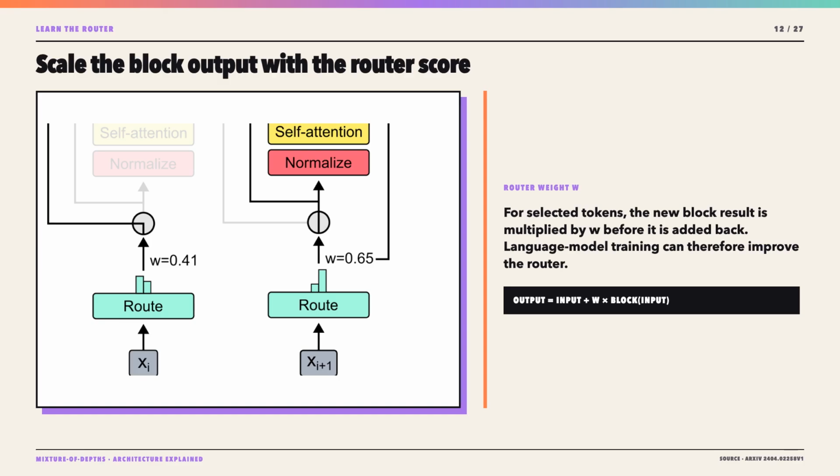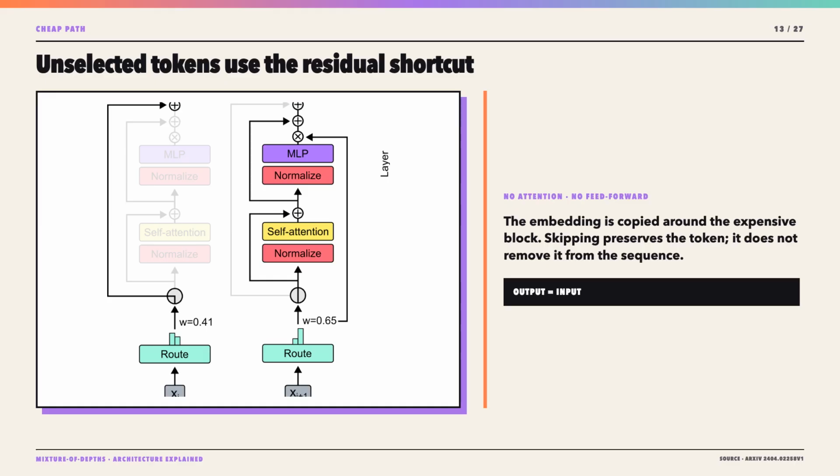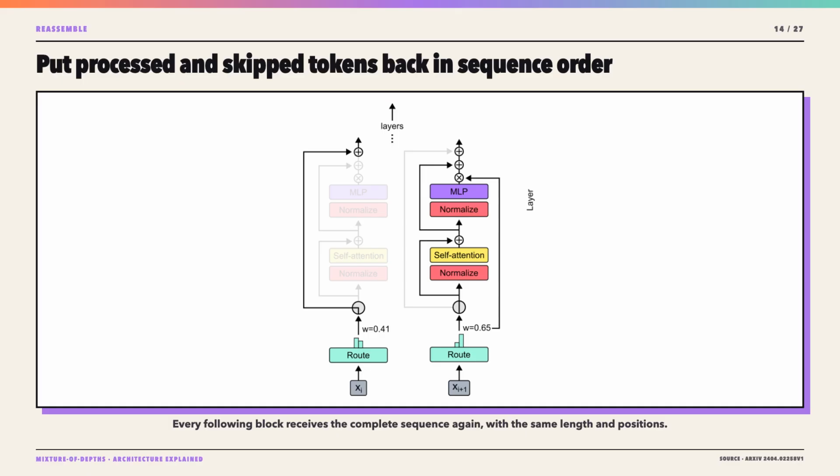For a selected token, the block's new output is multiplied by that token's router score and added to the residual path. This also lets normal language model training teach the router which choices are useful. Every unselected token takes the cheap path around attention and the feed-forward layer. Its embedding is copied forward through the residual connection, so skipping a block does not delete the token. Processed and skipped tokens are placed back into their original sequence positions. The next normal transformer block receives a complete sequence again, with the same length and token order as before.